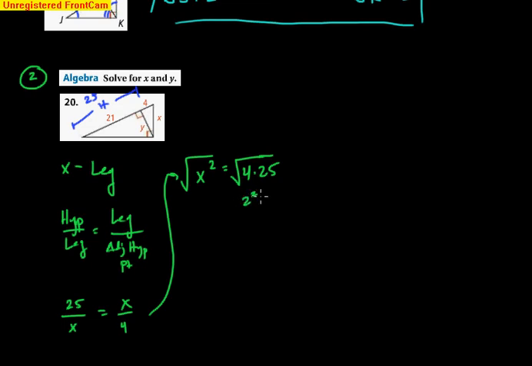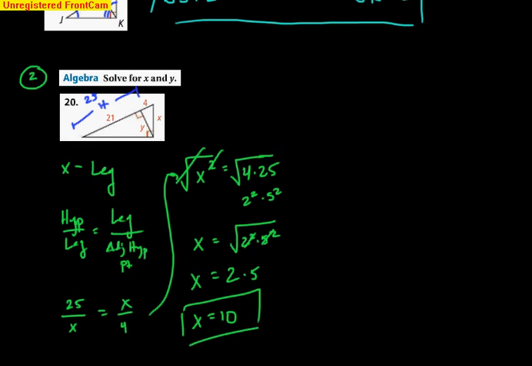4 is 2 squared, and 25 is 5 squared. So over here, the square root and square root cancel, there's x. And underneath this radical, I have now 2 squared times 5 squared. Well, the 2 and the 5 come out because they're each squared. There's nothing left inside the radical, so I just do 2 times 5, which is 10. And there's x in this problem.